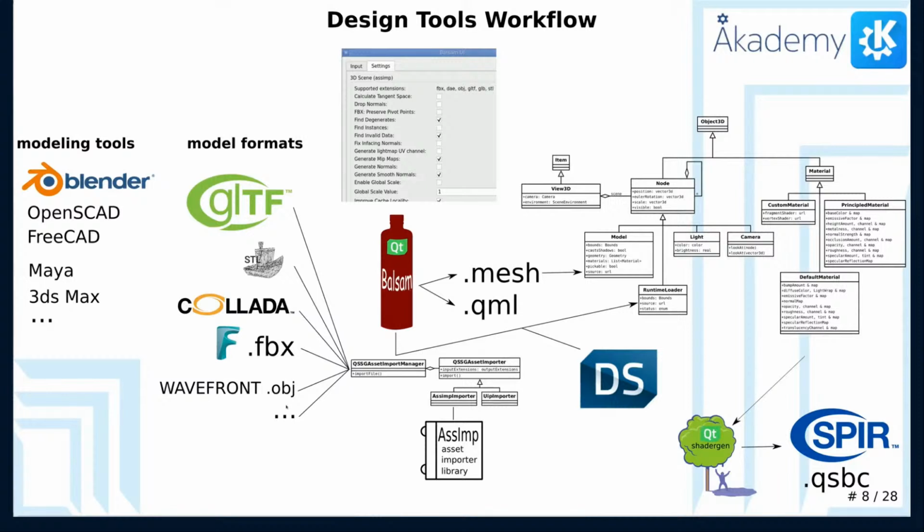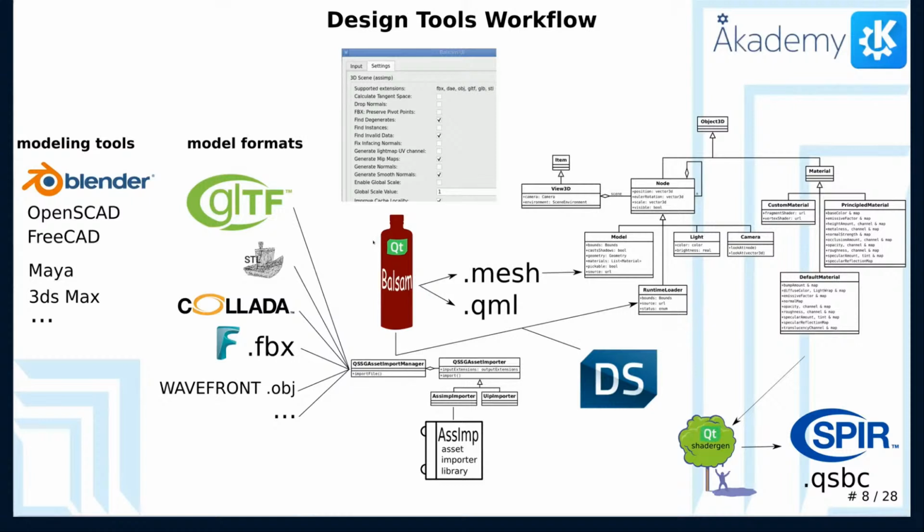So when it comes to importing these different kinds of assets into your scene, I showed you the runtime loader already, and there's also another choice, which is Balsam. That uses our asset import module, which consists of the asset import manager, and then there's a virtual base class for the asset importers, and then we have two subclasses so far. One of them uses ASSIMP, which is a third-party asset importer library. Qt 3D Studio is obsolete, but if you've been using it so far to create models, then you'll be able to import them with this UIP importer.